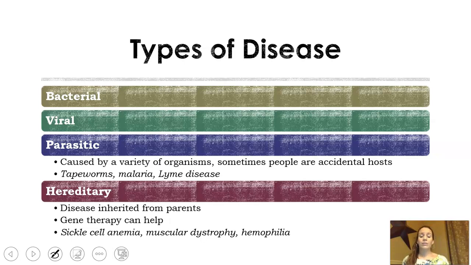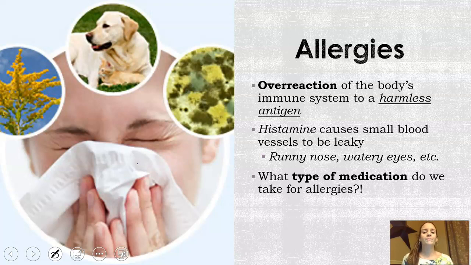So there's types of disease. There's 4 major ones. We've talked about bacterial, we've talked about viral, and there's 2 we haven't discussed, and those are parasitic and hereditary. So parasitic, just what you think, caused by a parasite. Sometimes it's intentional to humans, sometimes accidental. Things like tapeworms, malaria comes from mosquitoes, Lyme disease is from ticks. And then you also have hereditary diseases, which we've already kind of discussed in genetics a little bit. So you get these diseases from your parents. There is gene therapy out there that's becoming more and more prevalent to help, but some popular things like sickle cell anemia, muscular dystrophy, or hemophilia.